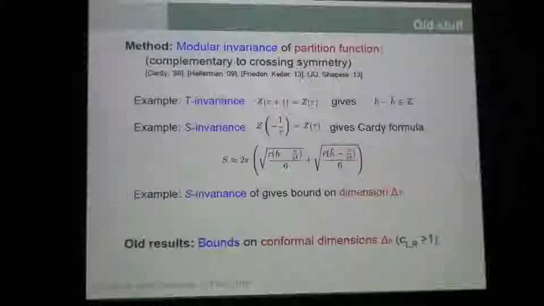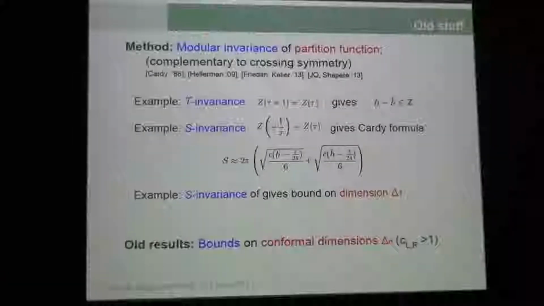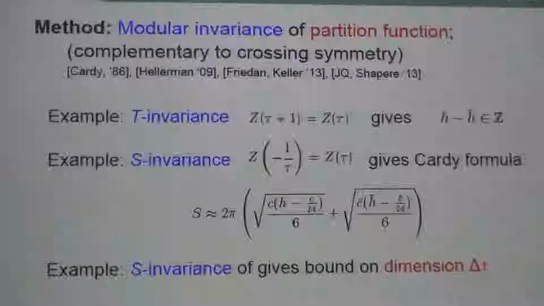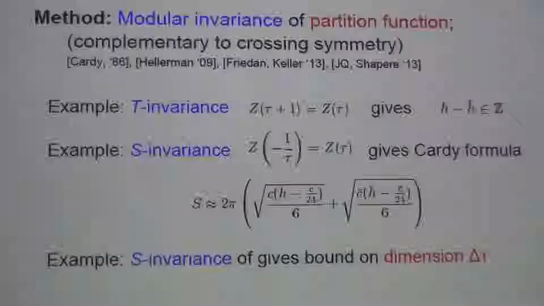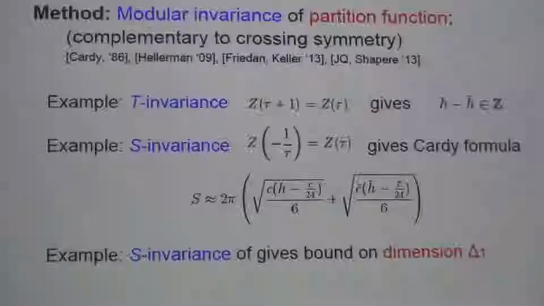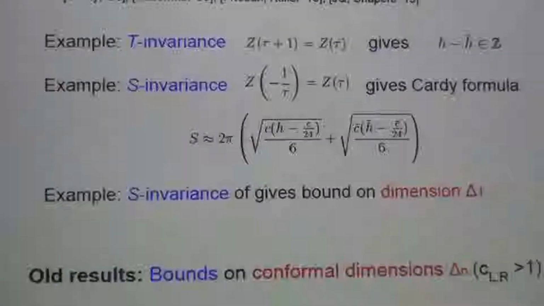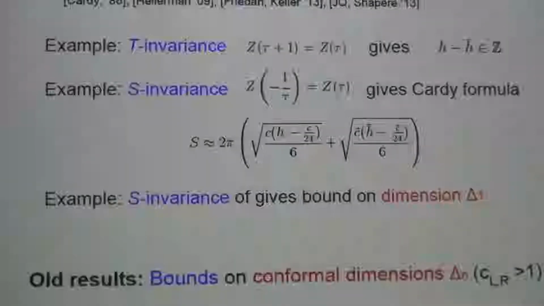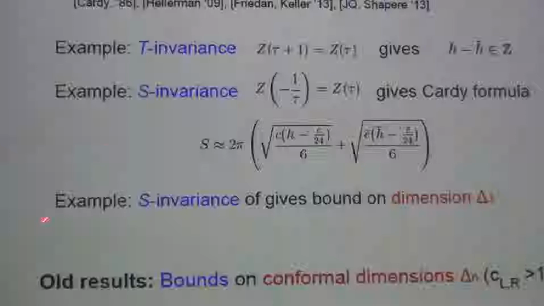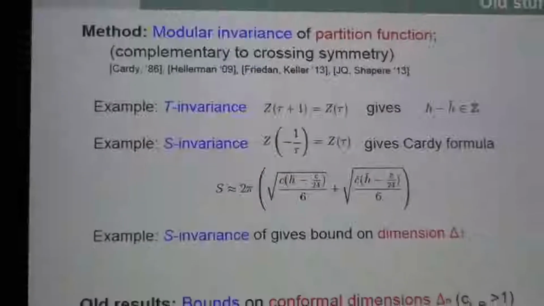All right, my particular way of applying the bootstrap program is to use modular invariance of the partition function. So in spirit, this is like the 4-point crossing symmetry. In fact, it's actually complementary to it in the higher dimensions. I'm not going to worry about that, though. When I say modular invariance, I just mean invariance of the partition function under the modular transformations. Good old modular group, PSL(2,Z). Generated by two transformations, the S transformation, the T transformation.